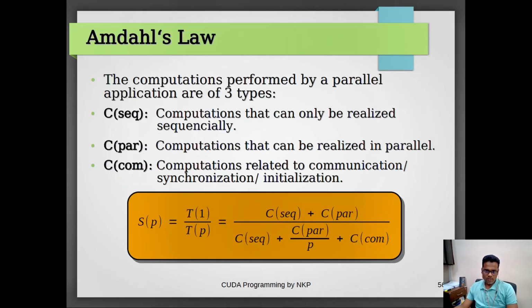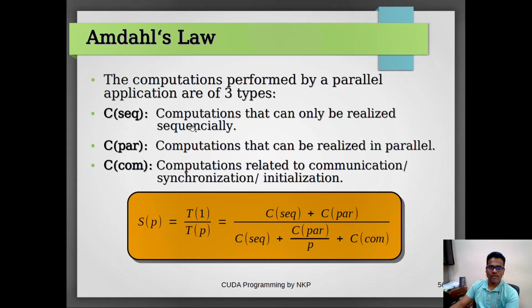Now let's talk about, finally, Amdahl's law, which is a very important law in parallel computing. It tells us the maximum speedup we can achieve in the case of a parallel application. To understand Amdahl's law, let's first try to understand a typical program. A typical program is divided into different components.